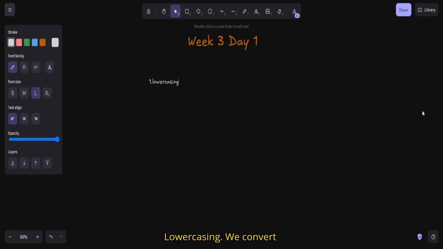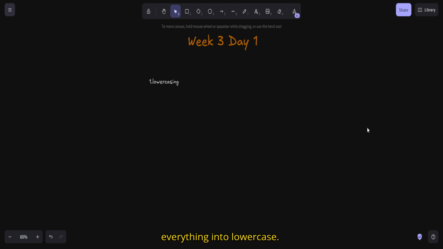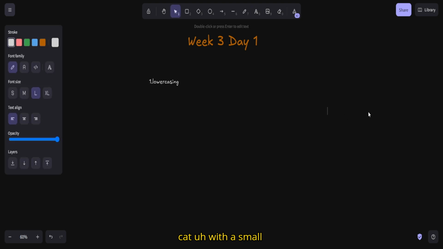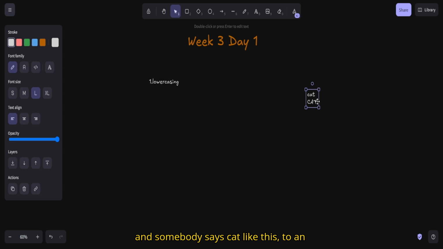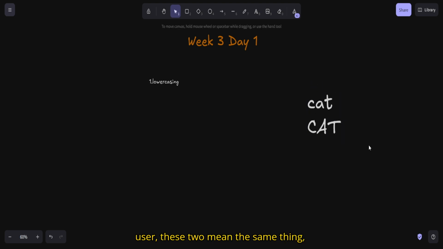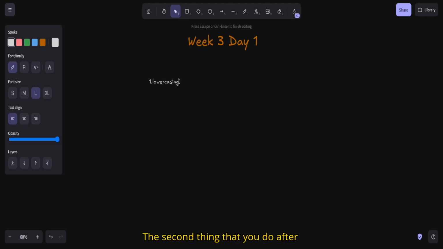Lowercasing. We convert everything into lowercase. We don't want to deal with the case sensitivity of things. If somebody says cat with a small c and somebody says Cat with a capital, to a user these two mean the same thing. So we lowercase it so that there is no such complexity. The second thing that we do after lowercasing is tokenization.